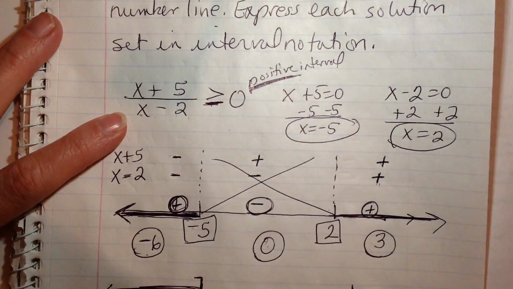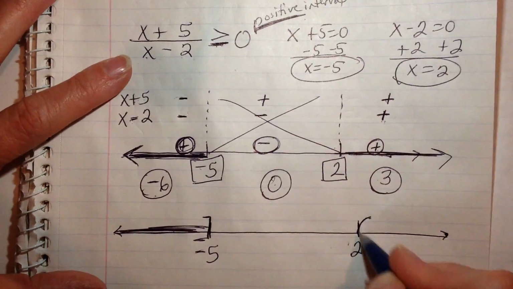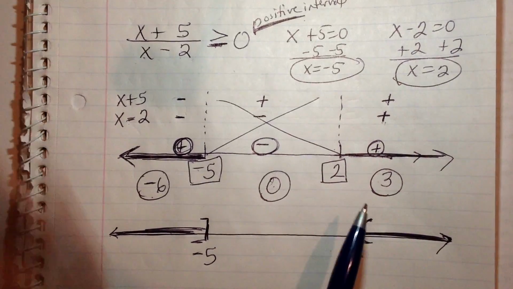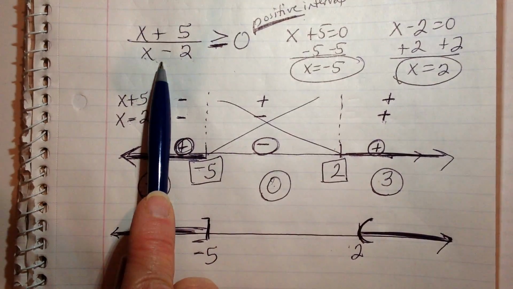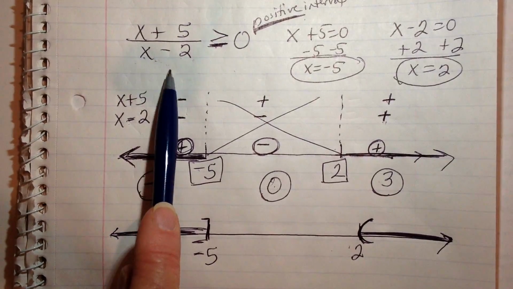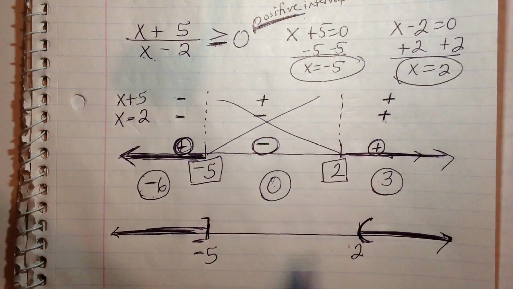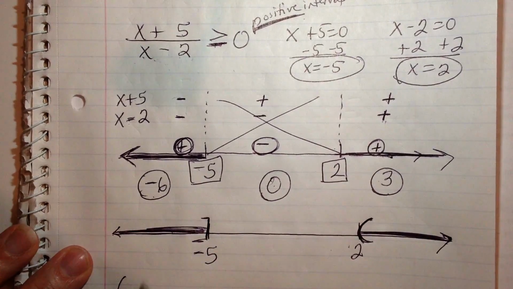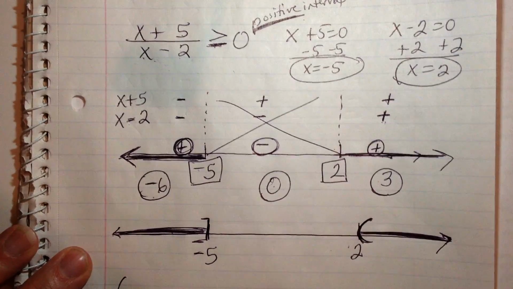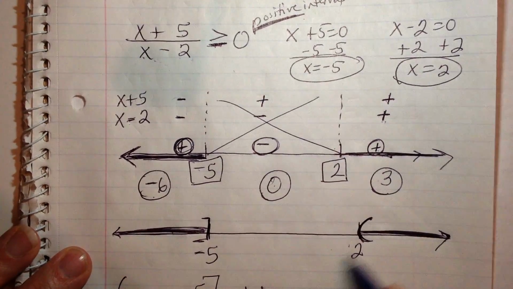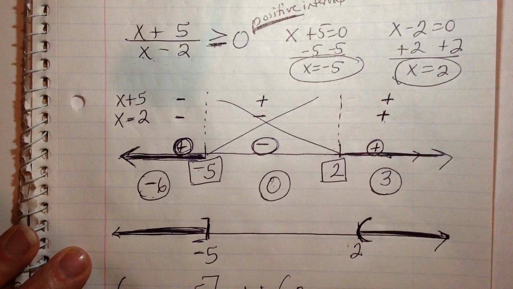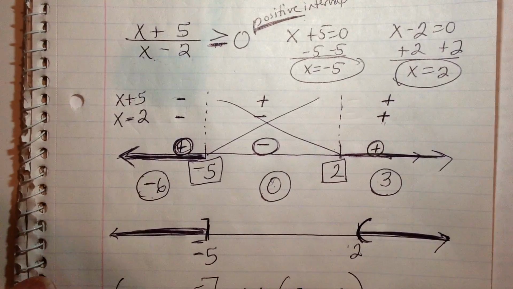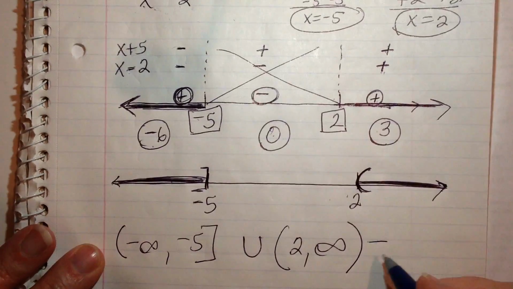So instead of putting a bracket at 2, I will use a parentheses at 2 and shade everything to the right. So 2 is not included. You can never include a number that causes the denominator to become 0. So if I was to write my answer in interval notation, to represent this interval or this region here, I have negative infinity to negative 5 with a bracket, union to represent this region, 2 with parentheses to positive infinity. So that would be my final answer in interval notation.